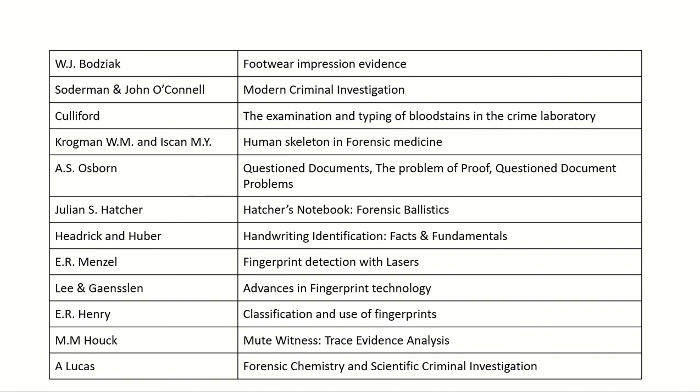Julian S. Hatcher wrote Hatcher's Notebook, Forensic Ballistics. Hilton and Hubbard wrote Handwriting Identification, Facts and Fundamentals. E. R. Menzel, Fingerprint Detection with Lasers. Lee and Gaensslen, Advances in Fingerprint Technology. E. R. Henry, Classification and Use of Fingerprints. M. M. Houck, Mute Witness, Trace Evidence Analysis. A. Lucas, Forensic Chemistry and Scientific Criminal Investigation.